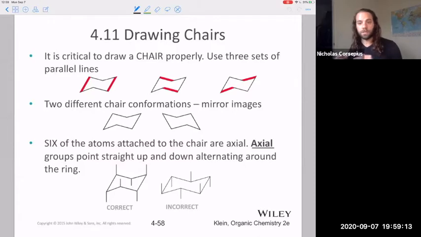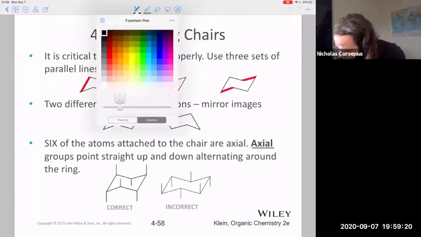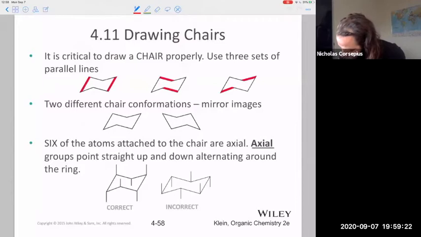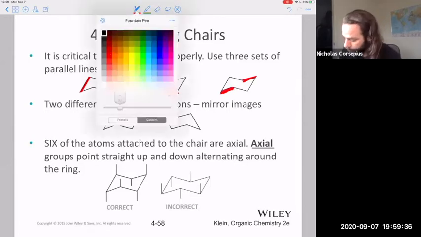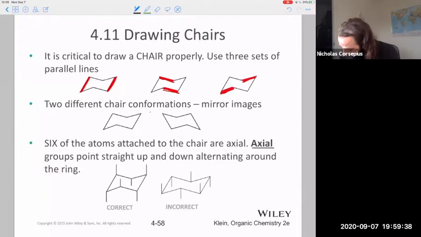So first you're going to start with the base, the actual chair itself. An important feature of the base is that they have 3 parallel sets of lines, right? So parallel, parallel, these guys, and these guys. So there are 3 parallel sets of lines in your base, your chair. There are 2 different ways to draw the chair. Remember the flip.